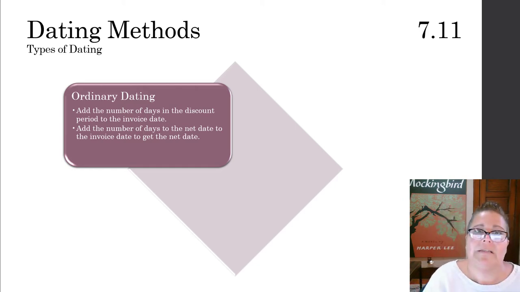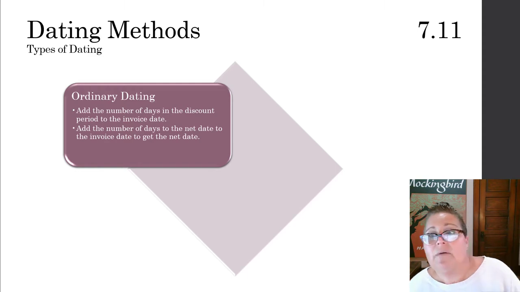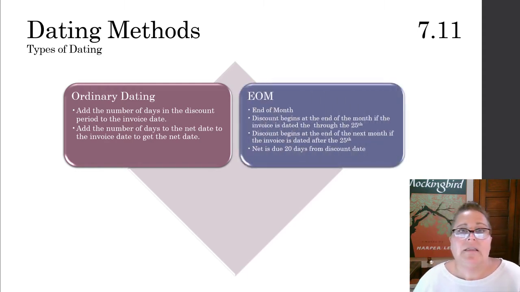It all goes back to the invoice date. Today we're going to practice 3 others. These are first the end of month. The end of month dating uses the invoice date to determine how much extra time you get. The discount begins at the end of the current month if the invoice date is between 1 and 25. So it's up to the 25th of a month. Then your discount period begins at the beginning of the next month.